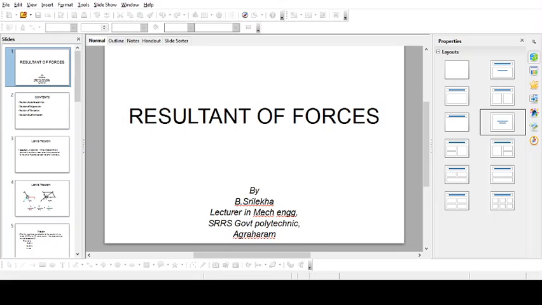What we can understand from the problem is that the first force P is 80 newtons, the second force Q is 40 newtons, and the angle between the two forces, alpha, is equal to 45 degrees. Now we need to find the magnitude of the resultant R and the direction of the resultant, that is theta. We already know the formula: R is equal to the square root of P square plus Q square plus 2PQ cos alpha.